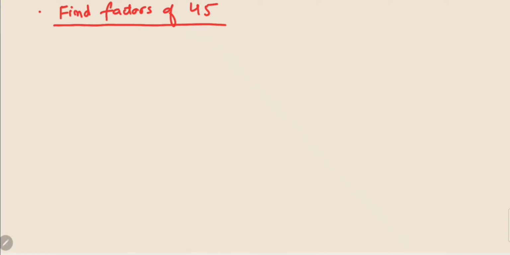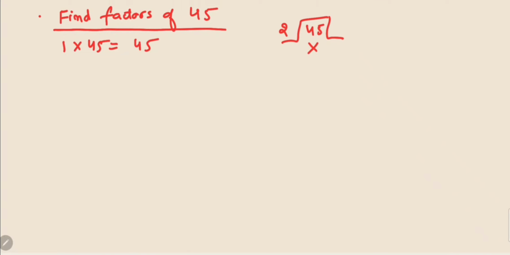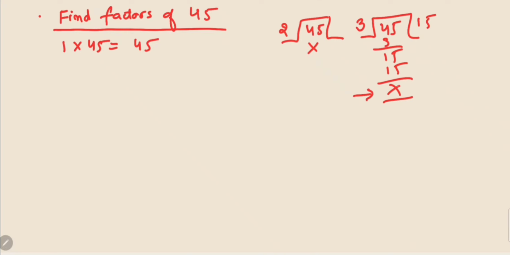Find factors of 45. For that, same, first 1 multiplied by 45 is equal to 45, correct? Now after that, if I divide this 45 with 2, it won't divide 45 completely, we'll get some remainder. So 2 is not a factor of 45. Next number is 3. So we'll check for that number. If I divide 45 with 3, what will come? 15. So after dividing 45 with 3, I'm getting remainder equal to 0. No remainder. So it means 3 multiplied by 15 is equal to 45.